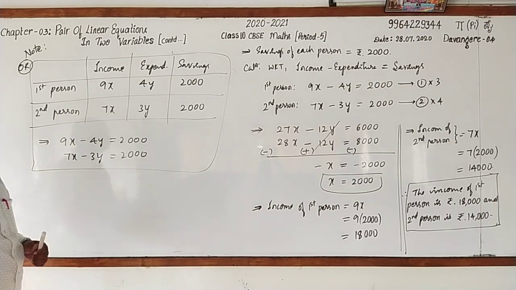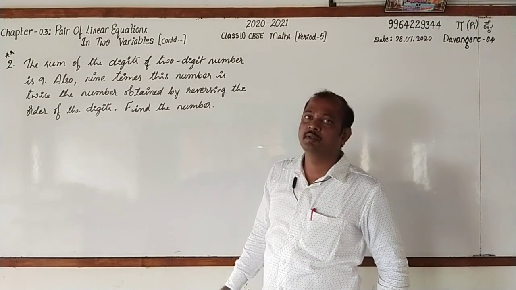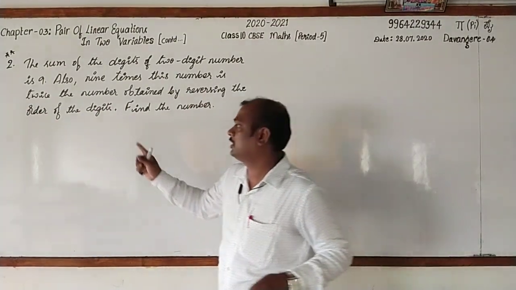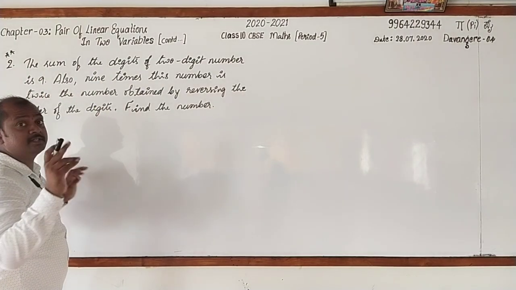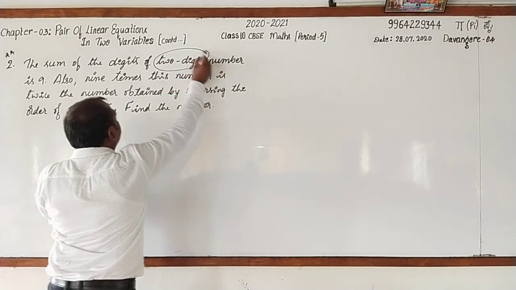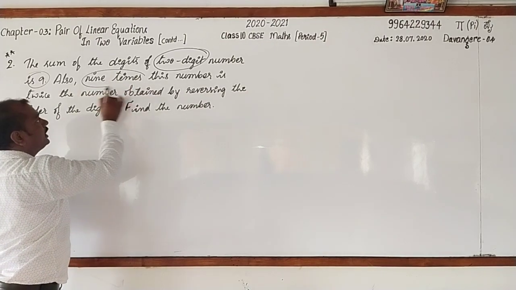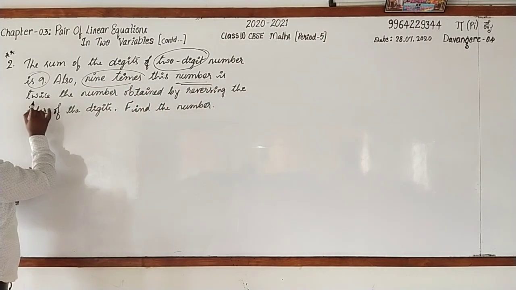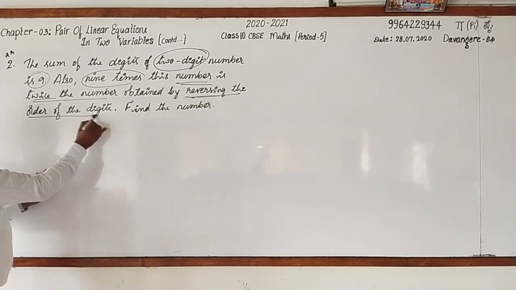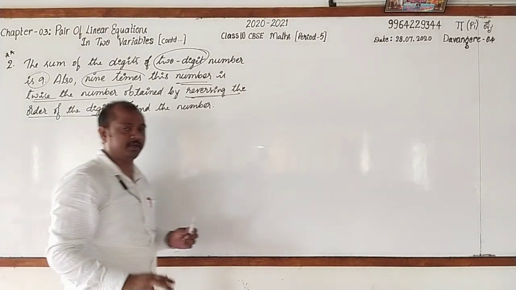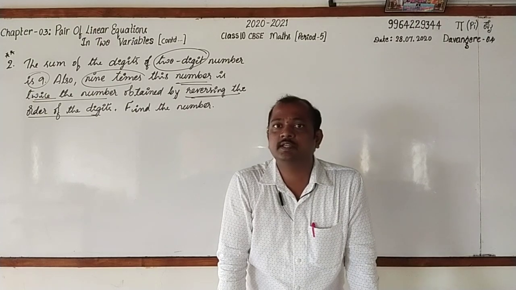Please copy this. Dear students, now we are moving to another very important word problem. Please concentrate more on this. Observe. The question is like this. The sum of the digits of a two-digit number is 9. Also, 9 times this number is twice the number obtained by reversing the order of the digits. Then find that number. Did you understand the statement?